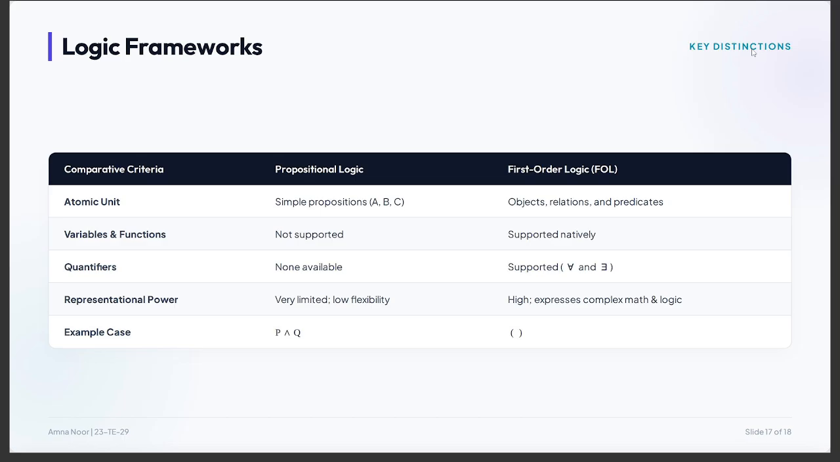Then we have propositional versus first order logic. Propositional logic uses simple true or false statements, while first order logic allows variables and relationships. FOL is more powerful because it can represent real world knowledge in a structured way. Therefore, it is widely used in advanced AI systems.